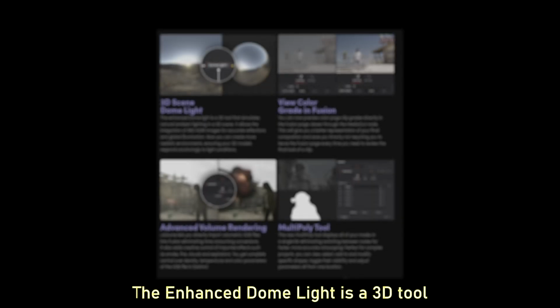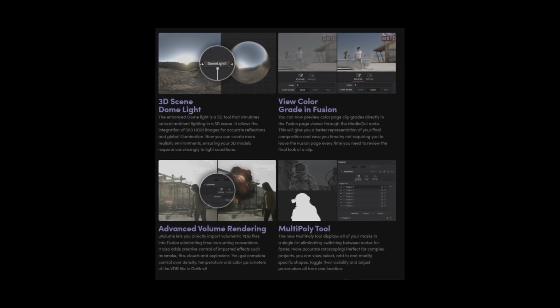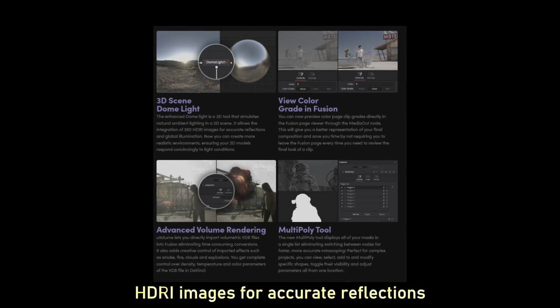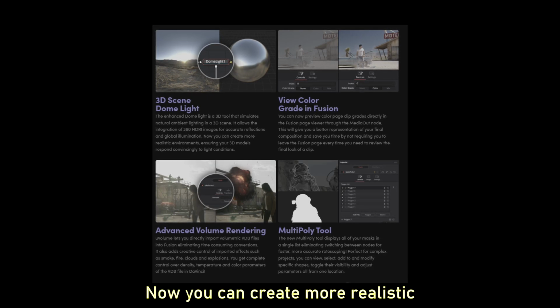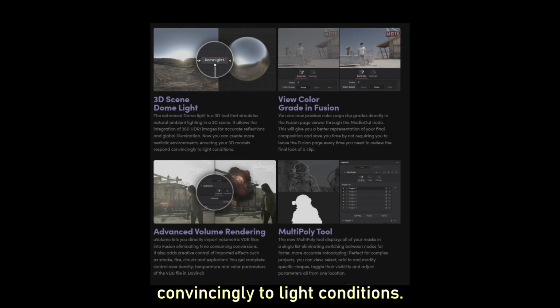The Enhanced Dome Light is a 3D tool that simulates natural ambient lighting in a 3D scene. It allows the integration of 360 HDRI images for accurate reflections and global illumination. Now you can create more realistic environments, ensuring your 3D models respond convincingly to light conditions.